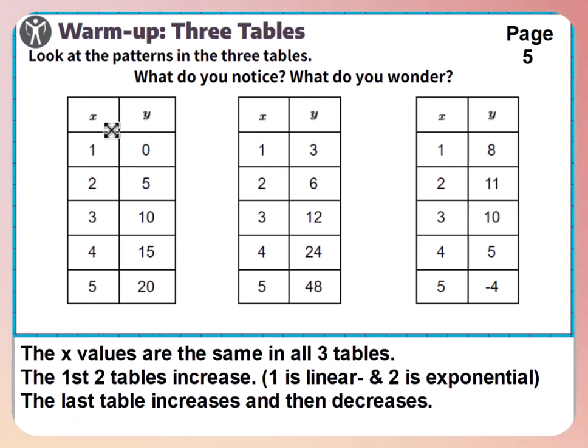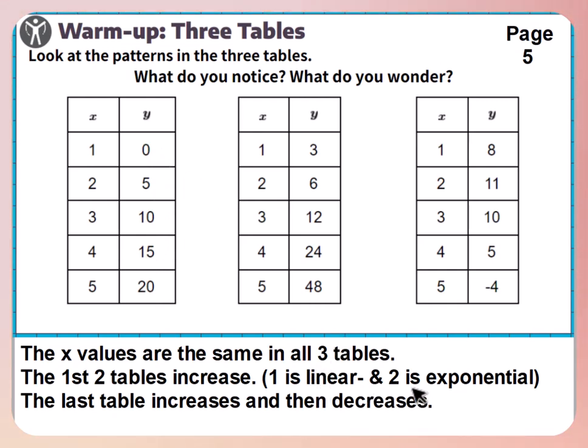All right, looking at the tables, the x values are all the same. 1, 2, 3, 4, 5. 1, 2, 3, 4, 5. 1, 2, 3, 4, 5. So we're moving up incrementally by 1 each time, starting with 1. The first 2 tables increase. So if you look at the y values and the x values, they're increasing. 0 to 5, 5 to 10, 10 to 15, 15 to 20. It looks like I'm adding 5 each time. So this would be a linear equation because we're adding.